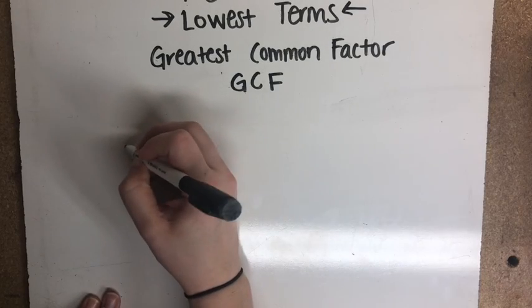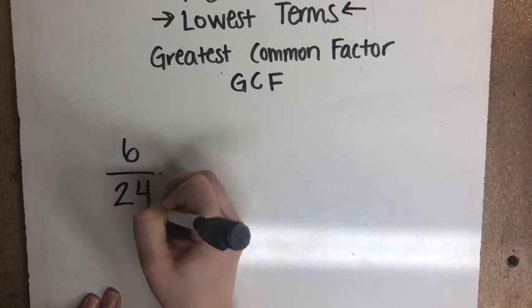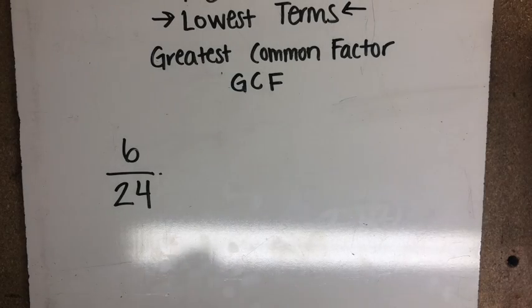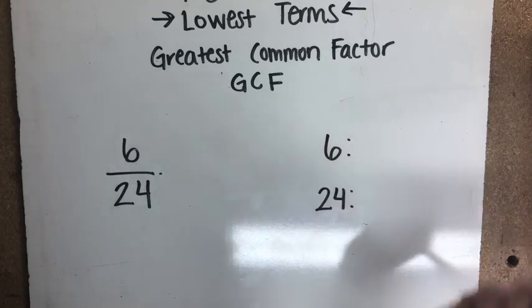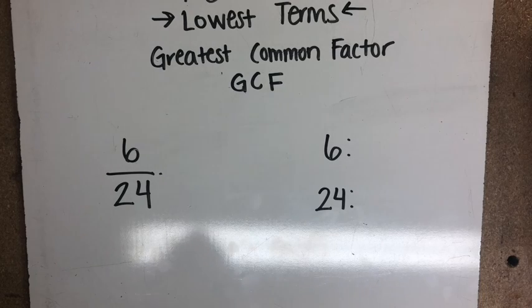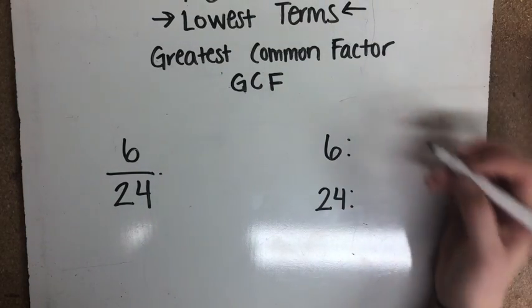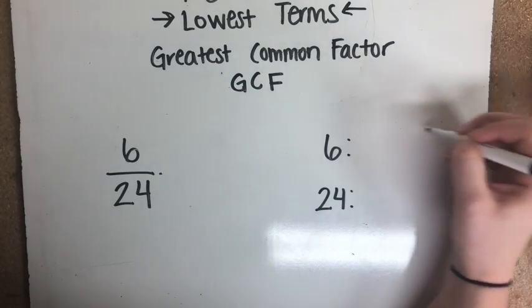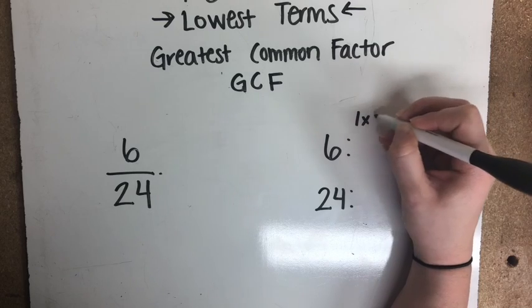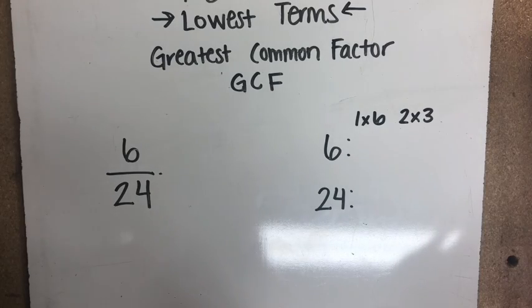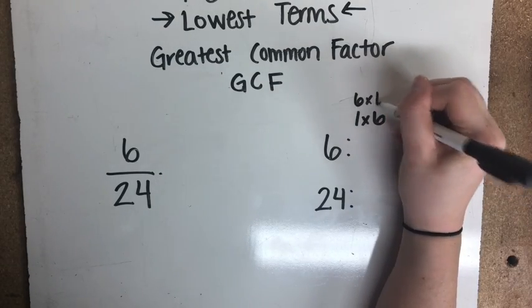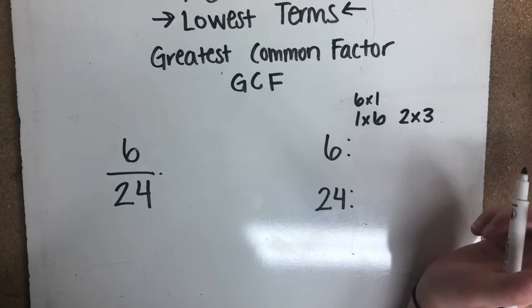Let's do 6/24. We want to simplify this fraction. My first step is to make those lists of my factors for 6 and for 24. This would be a great time to use a multiplication table to find all the possible ways you can get 6 and 24 when you multiply. For example, for 6, I'm just going to write a little list up here to think about it. I know that I can do 1 times 6. I know I can also do 2 times 3. Those are the only ways that I can make 6. You can also write these as 6 times 1, but you're just using the same factors. You don't need to write them twice.